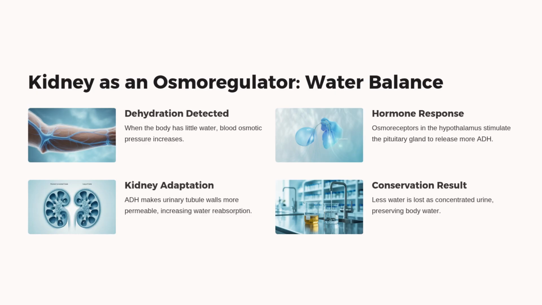Kidney as an osmoregulator, water balance. Dehydration detected. When the body has little water, blood osmotic pressure increases. Hormone response. Osmoreceptors in the hypothalamus stimulate the pituitary gland to release more ADH. Kidney adaptation. ADH makes urinary tubule walls more permeable, increasing water reabsorption. Conservation result. Less water is lost as concentrated urine, preserving body water.